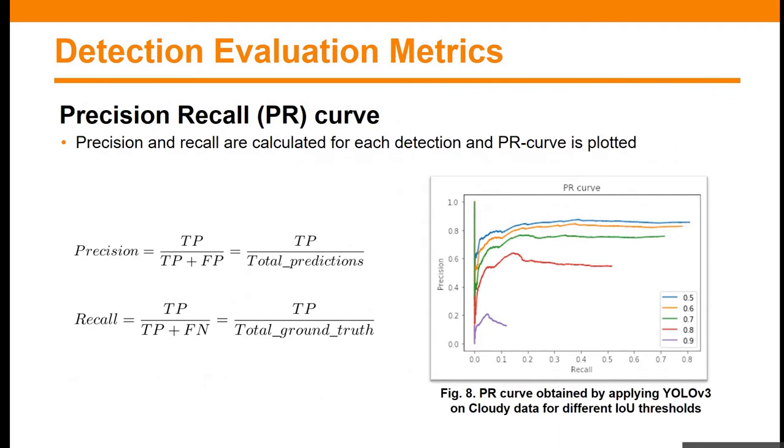Precision recall curve. This is another detection evaluation metric, in which we plot recall on the x-axis and precision on the y-axis. In order to calculate precision and recall, we need true positives and false positives, which we calculated using the detection pipeline that we have seen in the previous slide. After we calculate precision and recall for every bounding box, we make the precision recall curve.